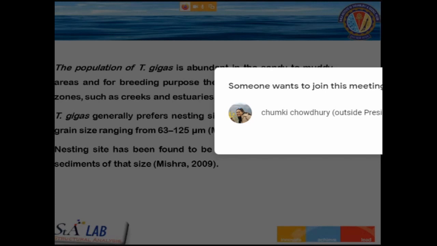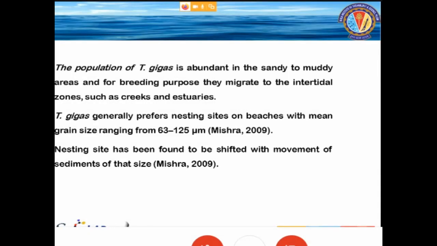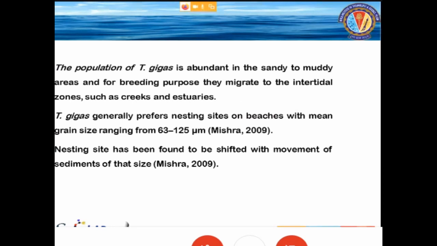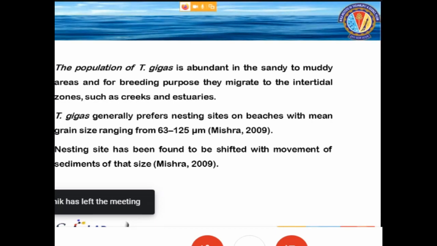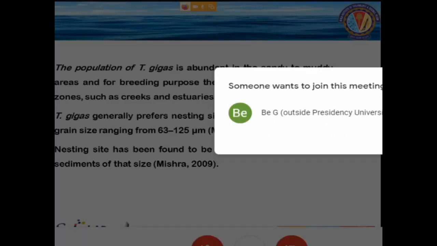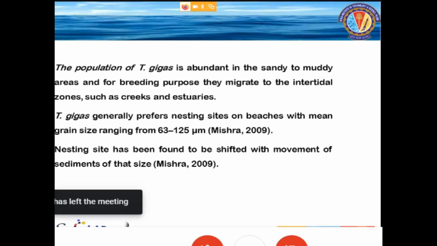Now, on the beach, I'm talking of the Balaram Gari beach, the Tachypleus gyges actually prefers to nest where you have a particular mean grain size. I hope you all understand what grain size is. Grain size is the average size of the grain of sand. We have mean grain size ranging from 63 to 125 micrometers. So these are the places where you have the best chances of finding horseshoe crabs. A very interesting observation is that if the sand of that particular grain size moves due to some reason, it has also been seen that the horseshoe crabs move their nest away to the place where the grain of sand of that particular size has shifted as well.